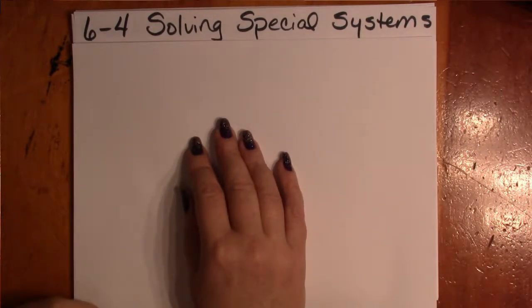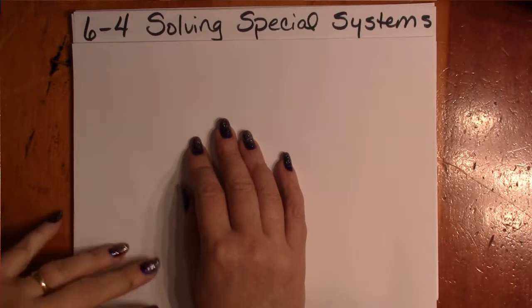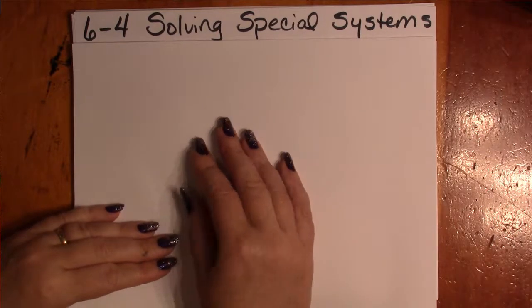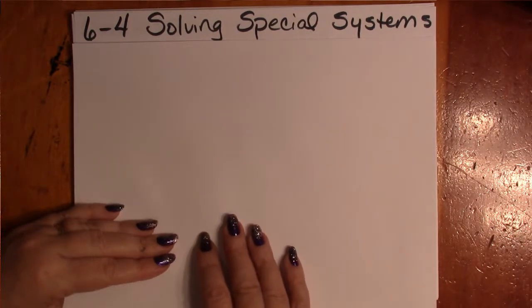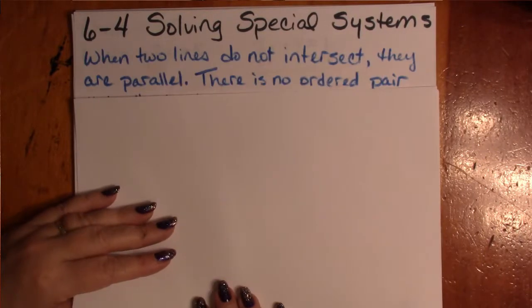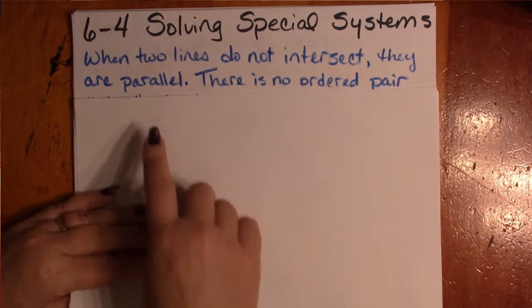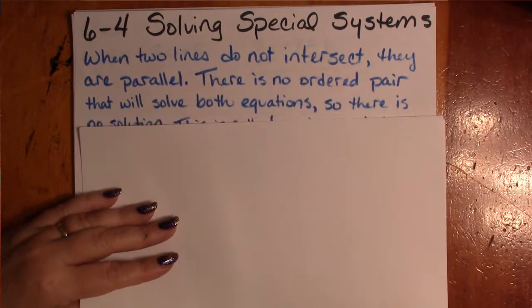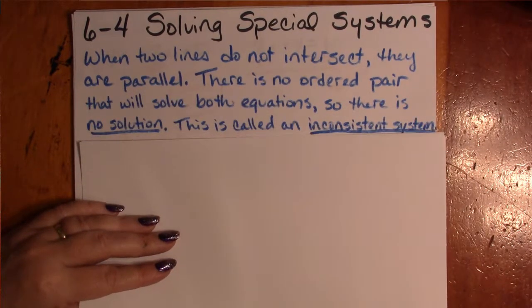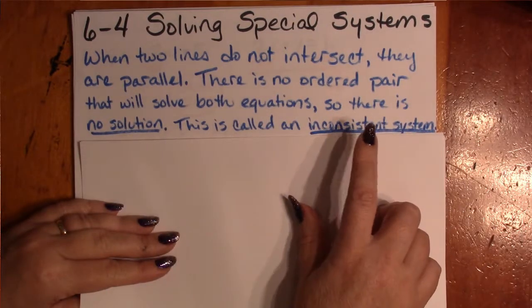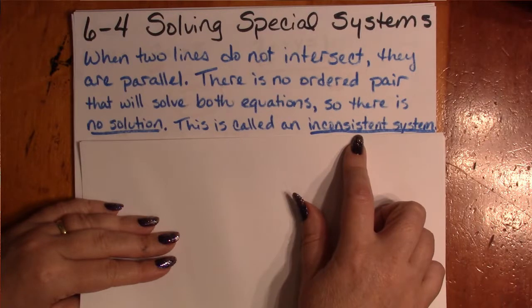Hello and welcome to Chapter 6, Section 4, Solving Special Systems. Now, what we've had so far are called consistent systems because our system of equations have all had at least one solution. When two lines do not intersect, they are parallel, and there is no ordered pair that will solve both equations. That means there's no solution, and this is called an inconsistent system.